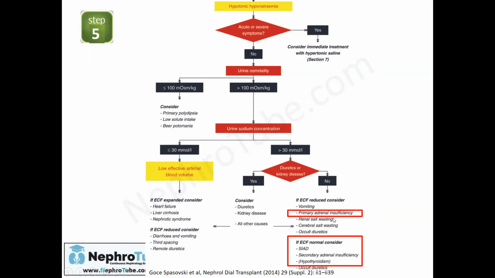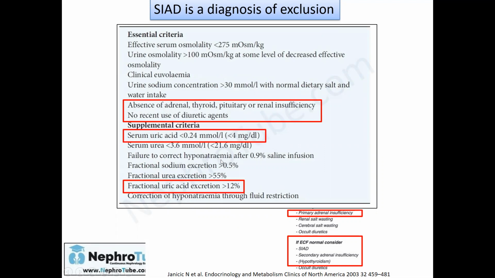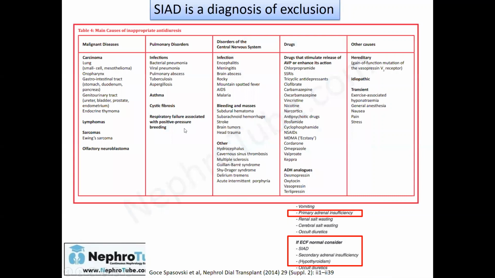Now we will differentiate between adrenal insufficiency, hypothyroidism, and SIADH syndrome, because SIADH syndrome is a diagnosis of exclusion. We will diagnose SIADH syndrome in absence of adrenal, thyroid, pituitary, or renal insufficiency. So assessment of the thyroid function and adrenal function is important steps of the diagnostic approach of hyponatremia. And also you will find in cases of SIADH syndrome, low serum uric acid and high fractional uric acid excretion. So SIADH syndrome is a diagnosis of exclusion after exclusion of all other causes of hyponatremia.